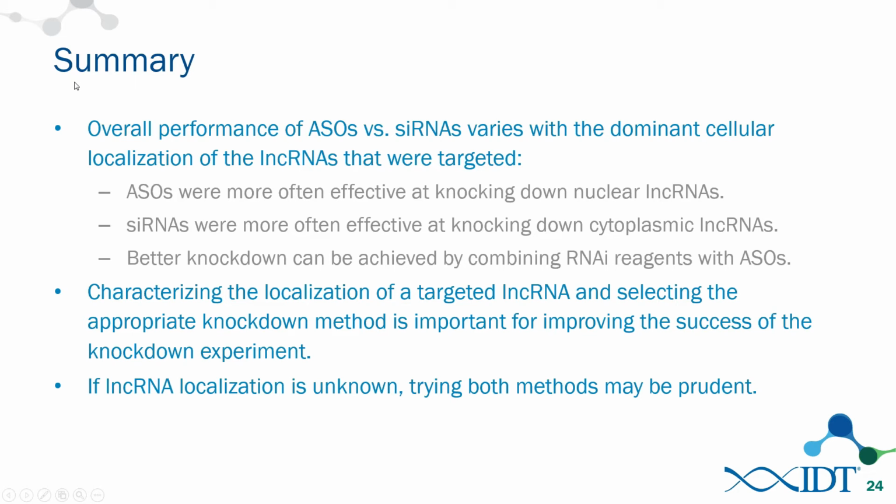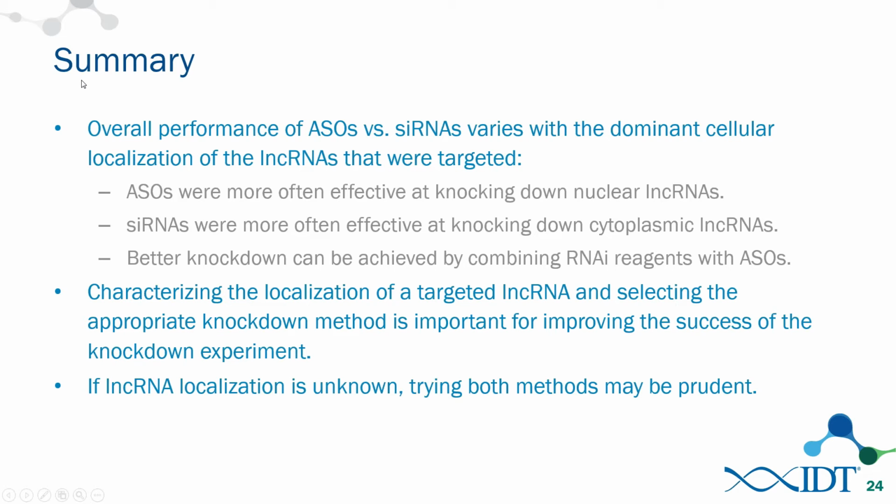So overall, we found that there was a difference between the efficacy of antisense oligos versus RNAi reagents, depending on the localization of the long non-coding RNA. The antisense oligos were often more effective at knocking down nuclear long non-coding RNAs, while the siRNAs were often more effective at knocking down cytoplasmic long non-coding RNAs, especially if a lower dose was employed. We also saw that you can achieve better knockdown if you combine the 2 techniques.